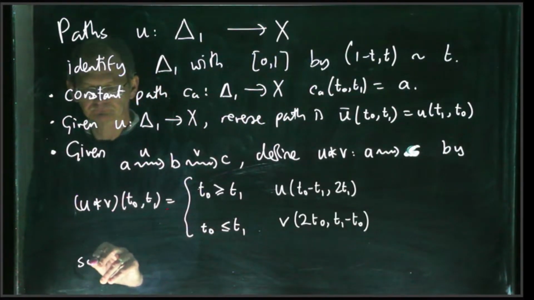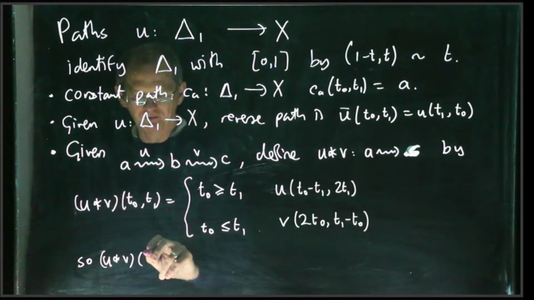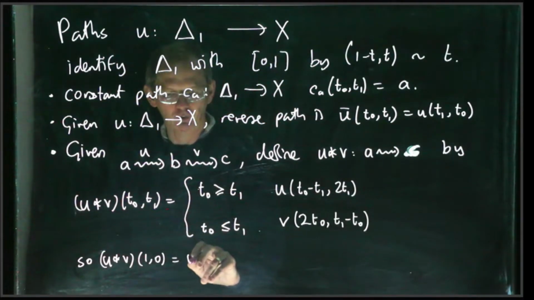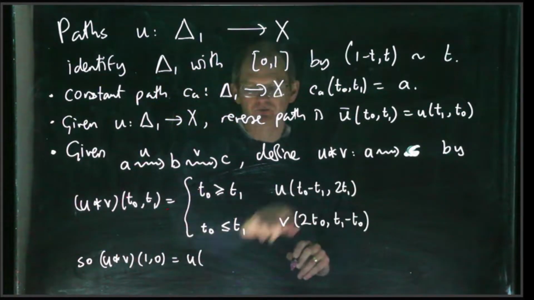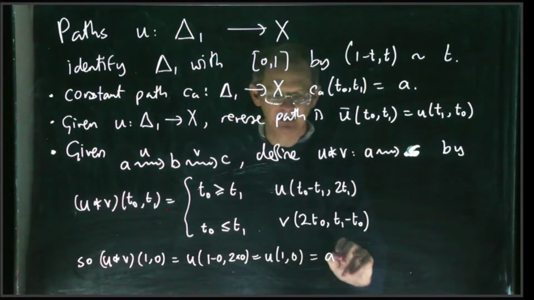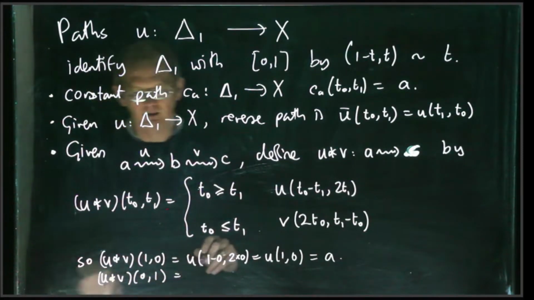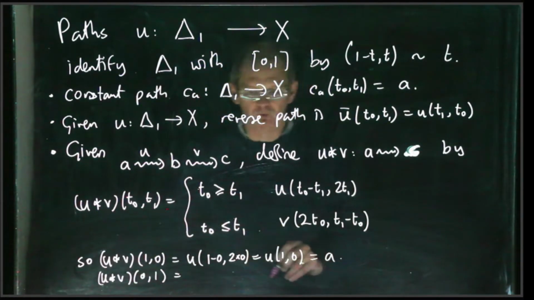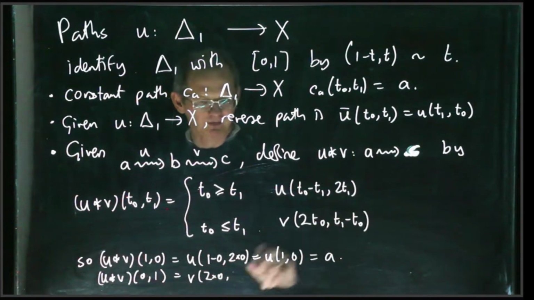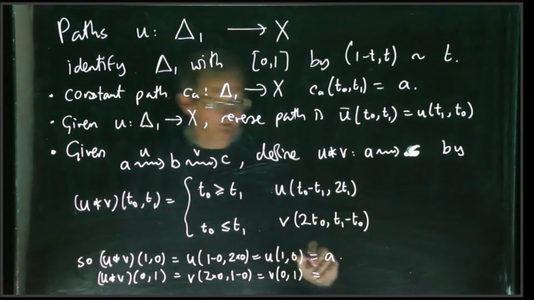So let's just check this is working properly. If we look at the starting point of the simplex, that's (1, 0). So that's certainly in the case where t0 is bigger than t1. So we get U of (t0 minus t1, 2t1), which is (1 minus 0, 2 times 0). In other words, that's U(1, 0), which is A. And now U star V of (0, 1). Now we're certainly in the range where t1 is bigger than t0, so we're using the second clause here, and so we get V of (2 times 0, 1 minus 0). So that's V of (0, 1), the end point of V, but V was a path to C, so that's equal to C.